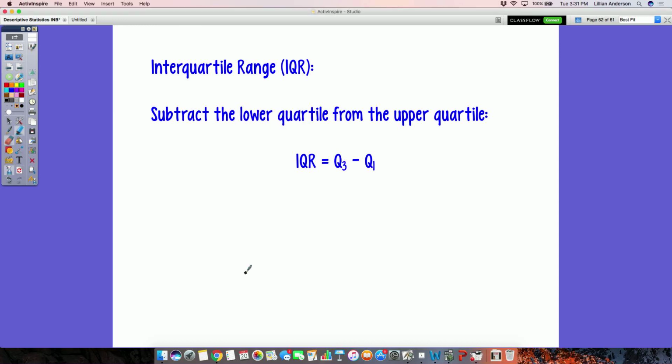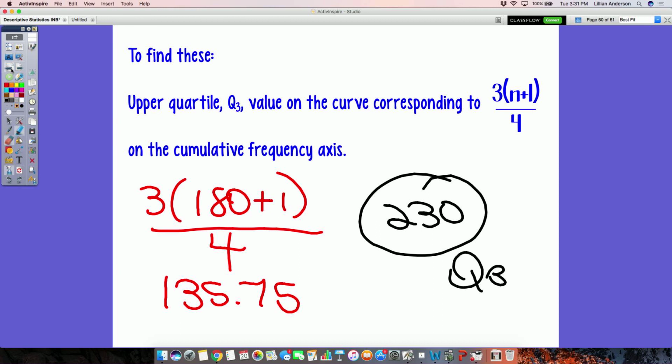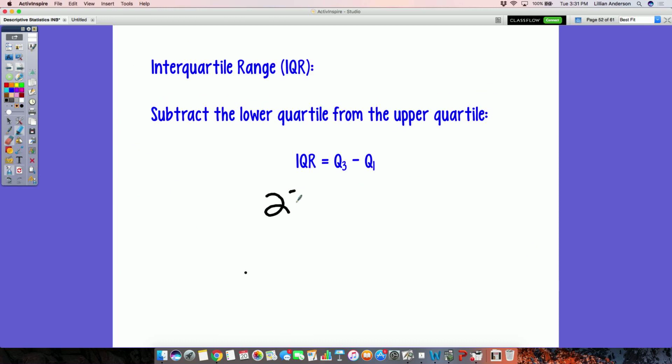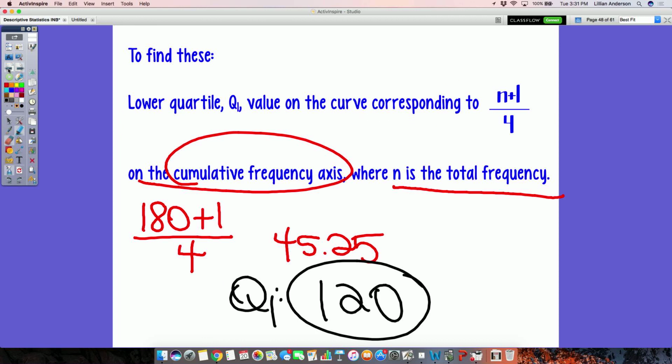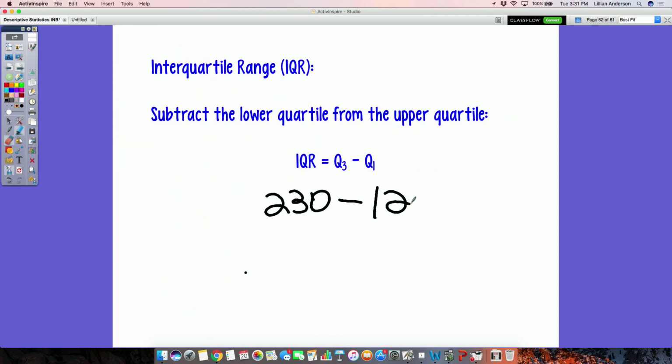The last thing is going to be your interquartile range, IQR, and to find that you subtract the lower quartile from your upper quartile. It literally is Q3 minus Q1. The Q3 that I found for my particular curve was 230, and my Q1 was 120. So it's the actual x values that you found, by using the formula, going to your y-axis, and seeing where it hits your curve, that you're going to subtract. When I subtract this, it gives me 110.